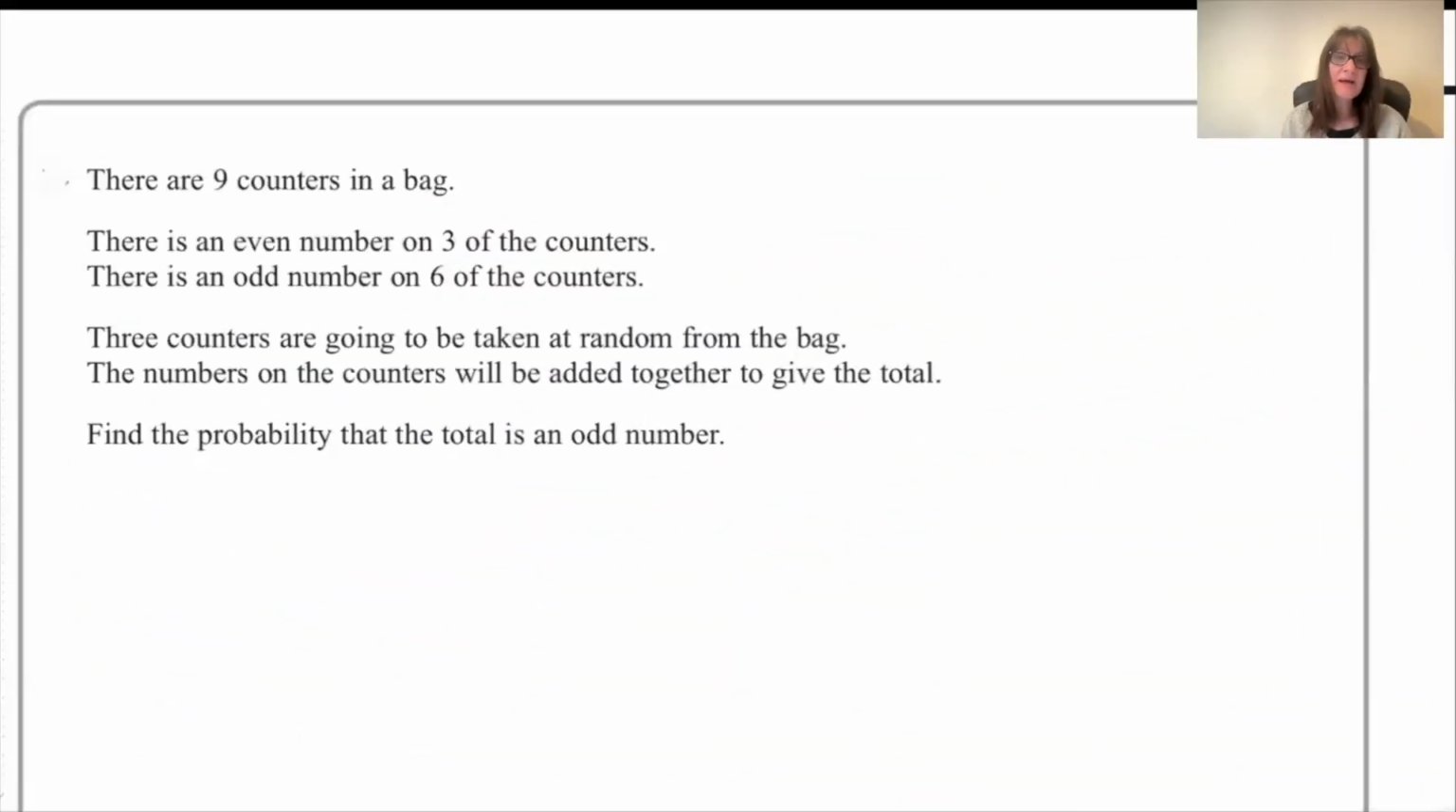Okay, so this is about finding the probability that the three counters that have been taken total to an odd number. So before I get really into this, I want to consider that situation. Which of the outcomes is going to do that? So I'm going to start by investigating that. I remember I've got a calculator to help, and 3 odds would give me an odd. 2 evens and an odd would give me an odd, and all other combinations would be even.